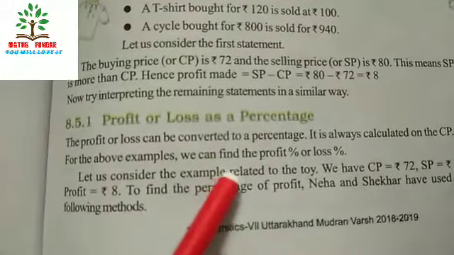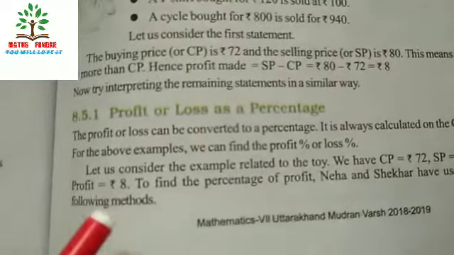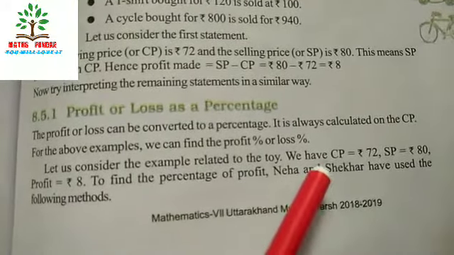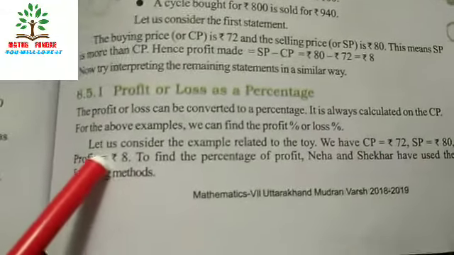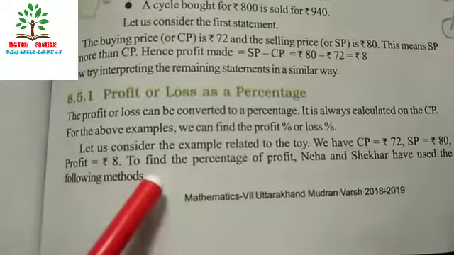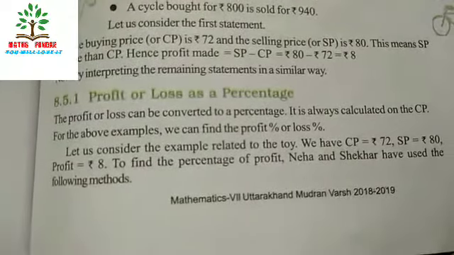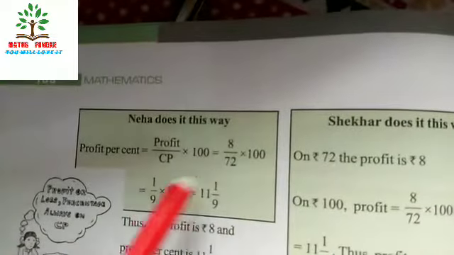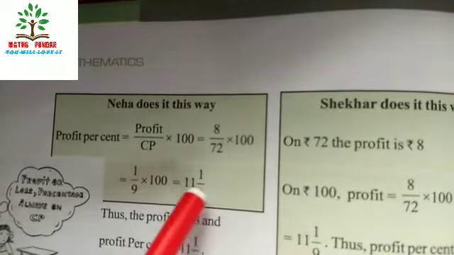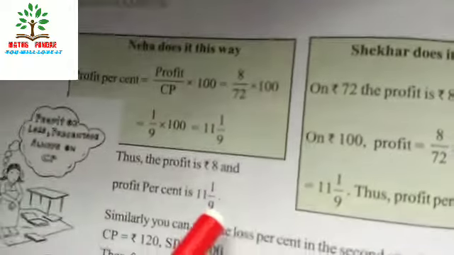For our example, we can find the profit percent or the loss percent. Let us consider an example related to a toy. We have CP as rupees 72 and SP as rupees 80, so a clear case of profit of rupees 8. Now how do we find the profit percent? Profit percent is profit upon CP, because profit is always compared with the CP, into 100. That is 8 upon 72 into 100, which is 1 upon 9 into 100, that is 11 whole 1 upon 9%.